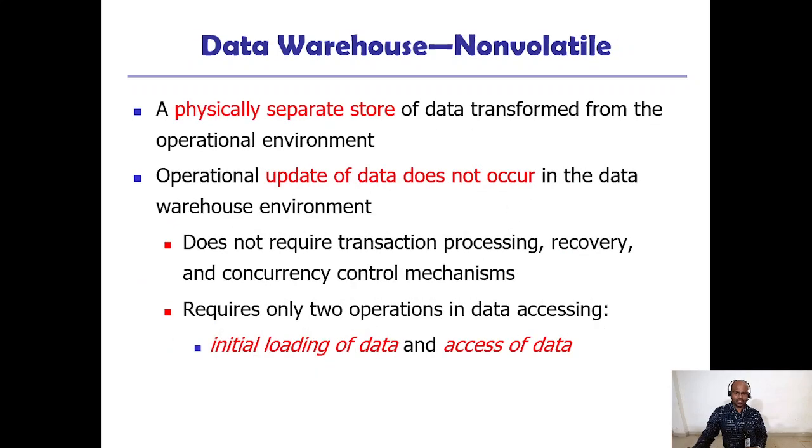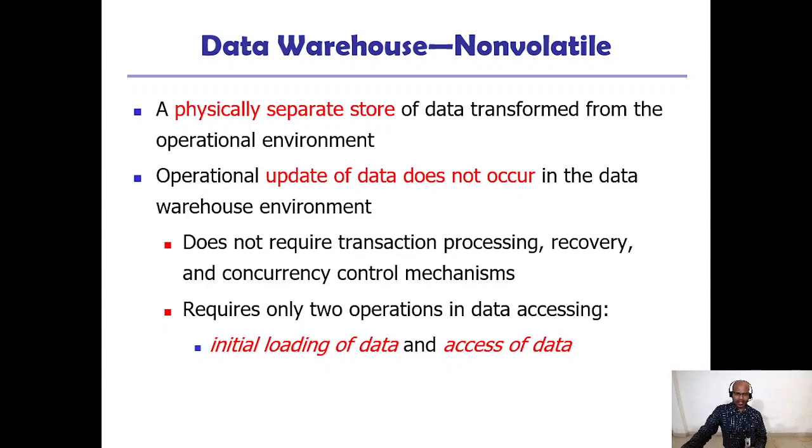And the data warehouse is non-volatile. It is a physically separate store of data transformed from the operational environment. When we store data in the data warehouse, it is separated from the operational database. So the operational database is different from the physical data warehouse.